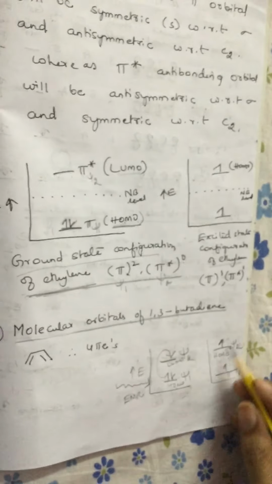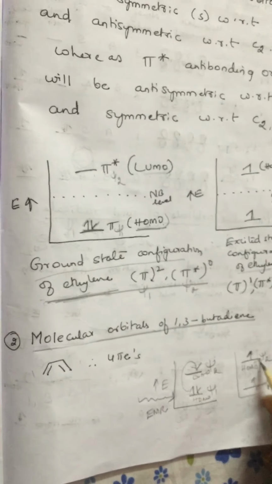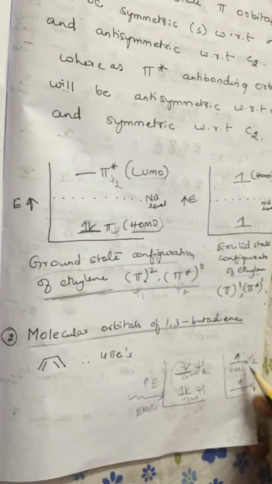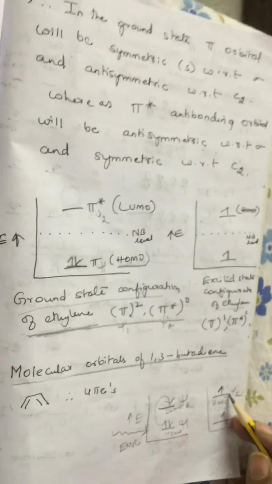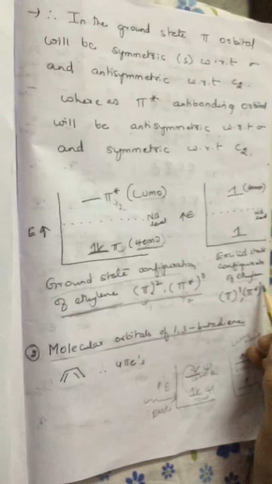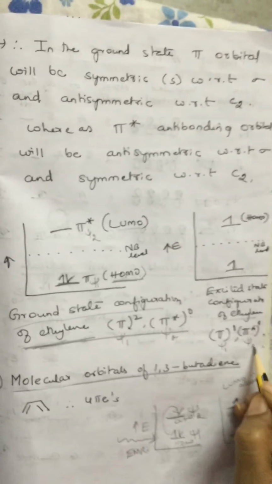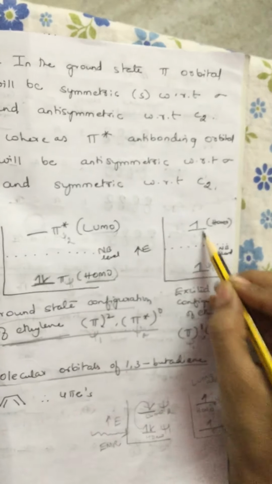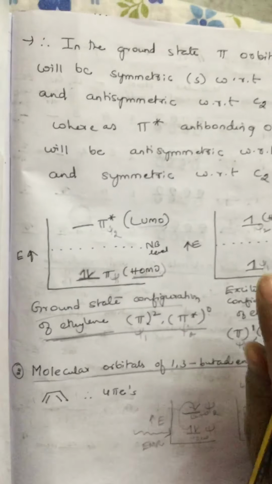This is pi and this is pi star. Now one electron is in this orbital, so this is HOMO. Is any LUMO present? You have only 2 pi molecular orbitals, and both are occupied by 1 electron each. There is no unoccupied molecular orbital, so in this case LUMO is absent. That is what I have written here for the excited state configuration of ethylene. Pi has 1 electron and pi star molecular orbital has 1 electron. This is the Psi1 molecular orbital and this is the Psi2 molecular orbital. There is no LUMO present here.